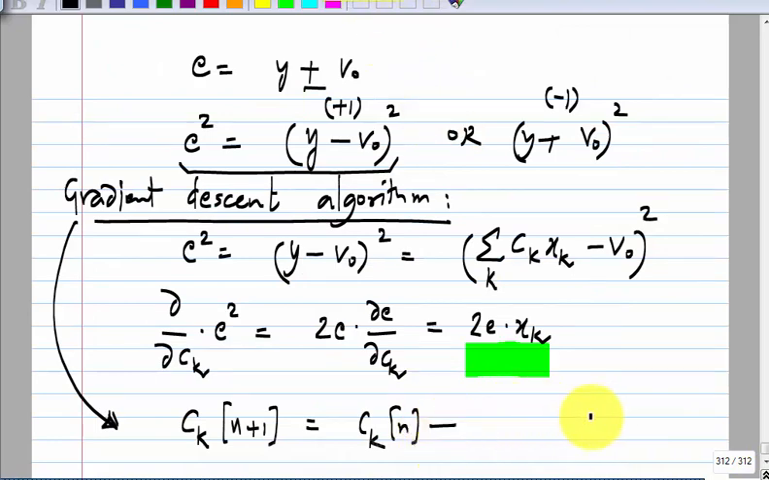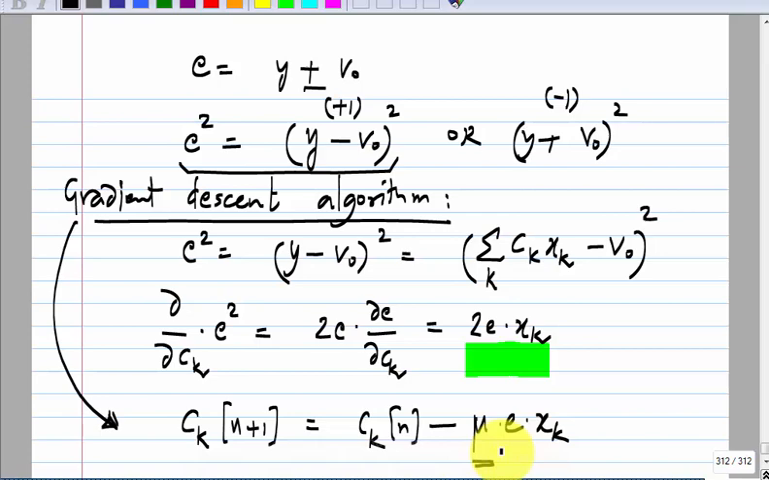Now it turns out basically you do this: ck of n plus 1 equals ck of n minus mu times e times xk. This mu is some parameter you control. That decides the largest step that you have in the coefficient. You don't want to be changing coefficients abruptly, because then something else may happen to the other parts. So this mu is a step size control.